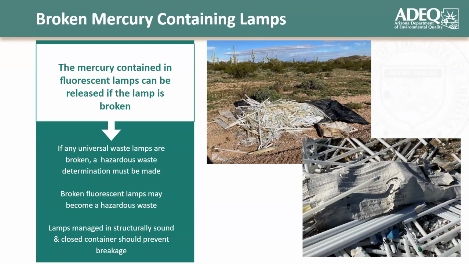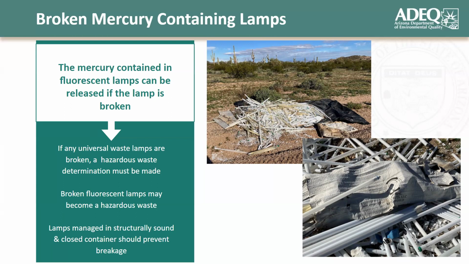It's possible that when handling lamps at a facility, they can break. We also see broken lamps when they are not in a container that is structurally sound or is not compatible with this type of waste, such as steel drums. A lamp is considered a hazardous waste if it exhibits the characteristic of hazardous waste toxicity. When a lamp breaks, it releases mercury vapor into the air or onto the phosphor coating on the glass. Specific management standards for mercury-containing equipment include preventing releases to the environment.